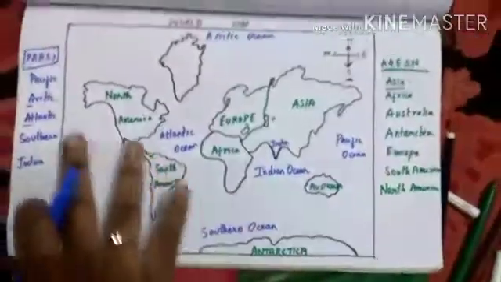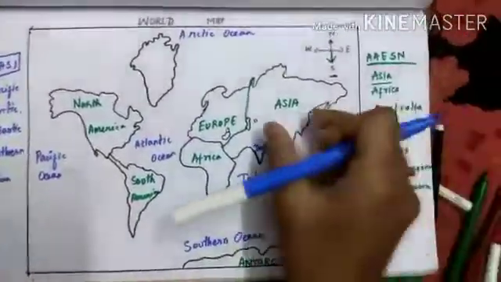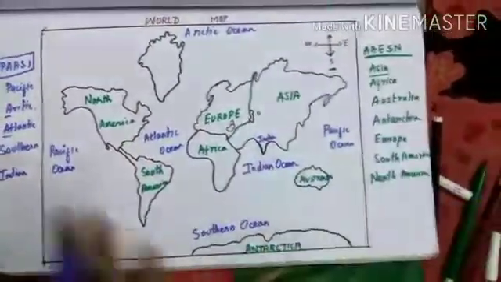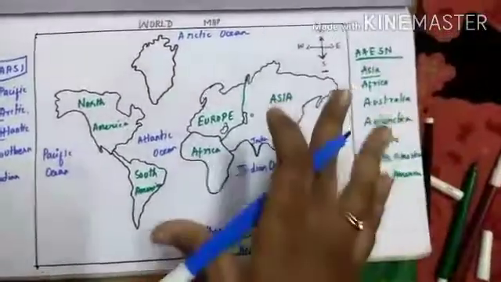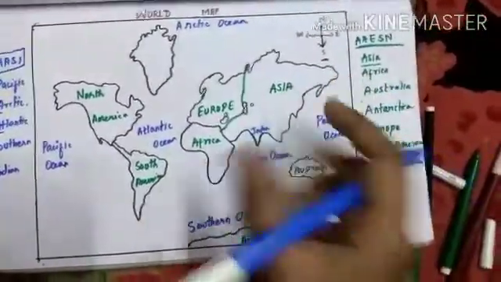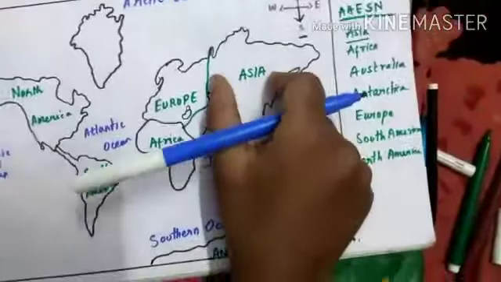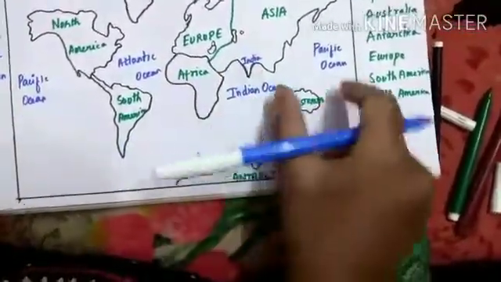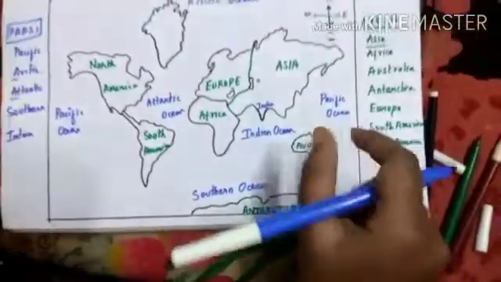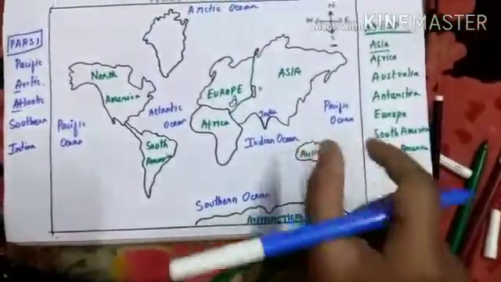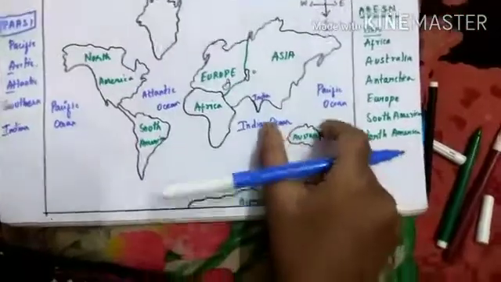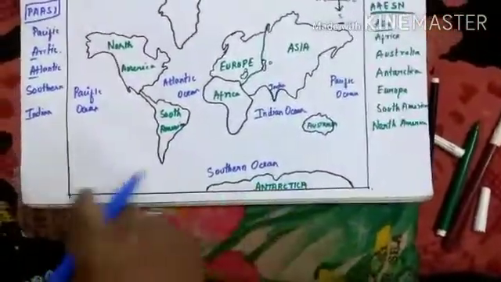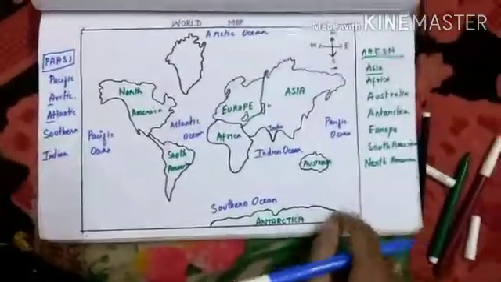By seeing this you can answer which one is Asia, because Asia is the largest continent. See the map and which one you think is bigger, larger, put it as Asia. Come down and mark Africa. Come down and mark Australia. You can easily mark Australia also, because Australia is the smallest continent. Then come down and mark Antarctica. Antarctica is the coldest continent, so it will come last.